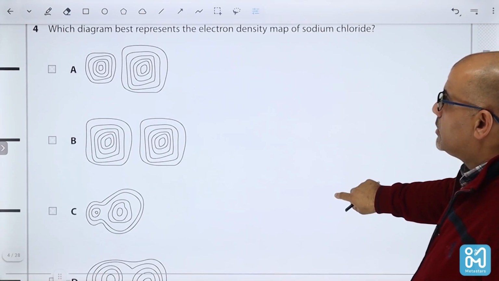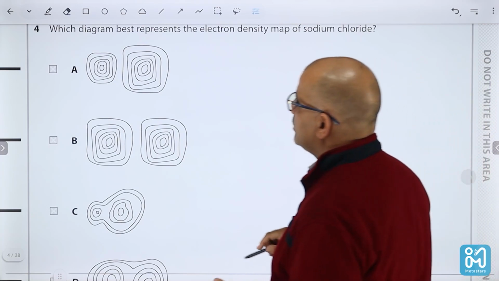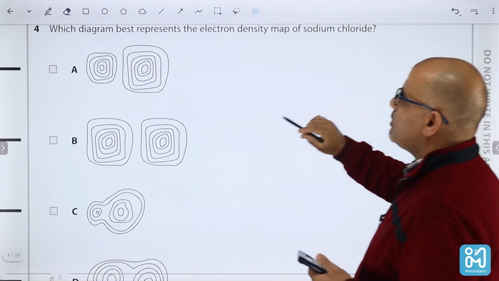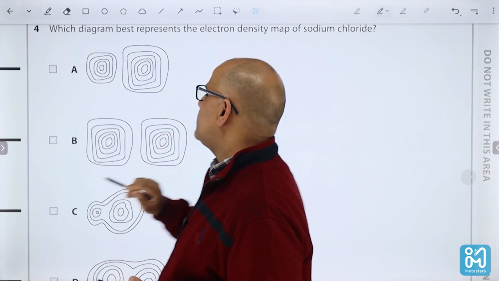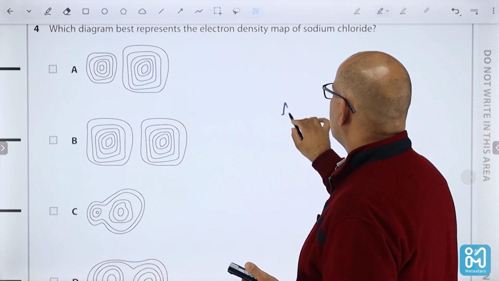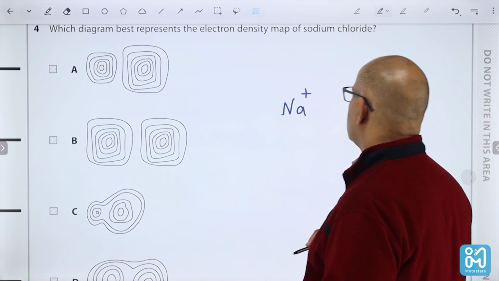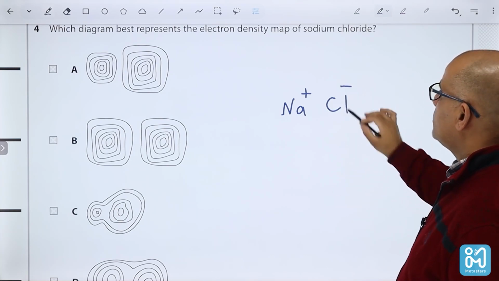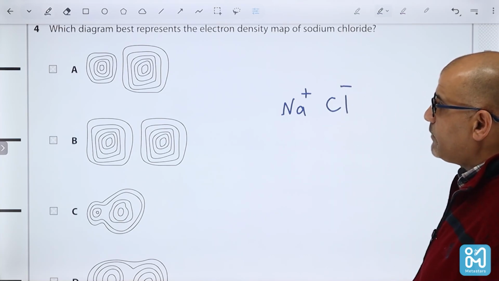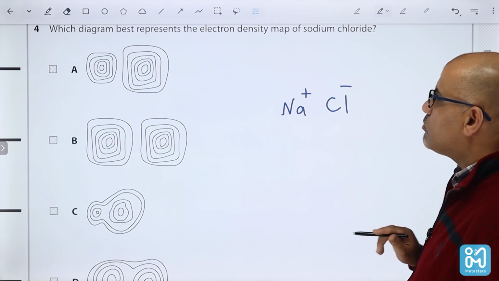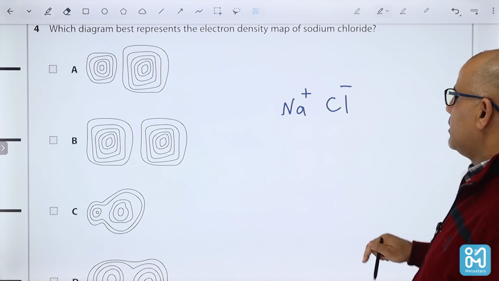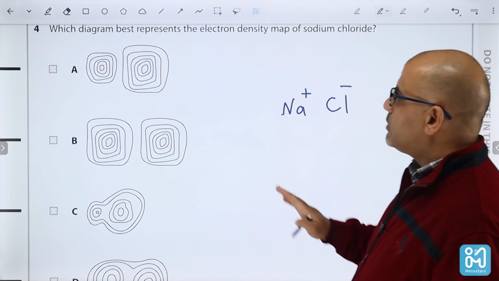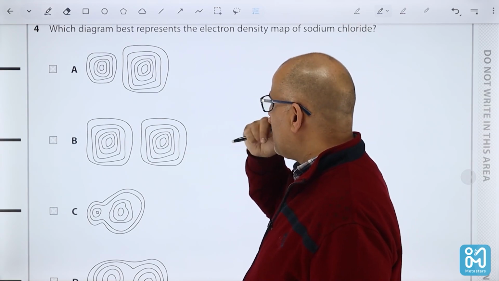Okay. Sodium chloride. You know, sodium chloride is an ionic substance in which there is a high difference of electronegativity. So we are talking about a 100% ionic substance because the electronegativity is different. And you shall keep in your mind that there is a difference in radius. So sodium is smaller than chloride. So the first one is a probable answer.